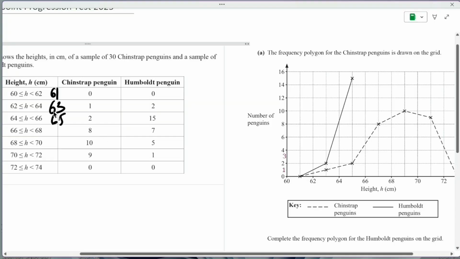For the second line, you have 63 to 1. So that's why you have it in between 0 and 2, you have 1. Then you have the third, which is 65. Between 64 and 66, you have 65. And on 65, you have 2 for the Chinstrap penguin. You see, 65 is at 2. That's marked. And that's how the frequency polygon of the Chinstrap penguin was plotted. Merely looking at the table, you see for the Humboldt penguins, it's not complete. So we need to complete it, but let's complete the question first.